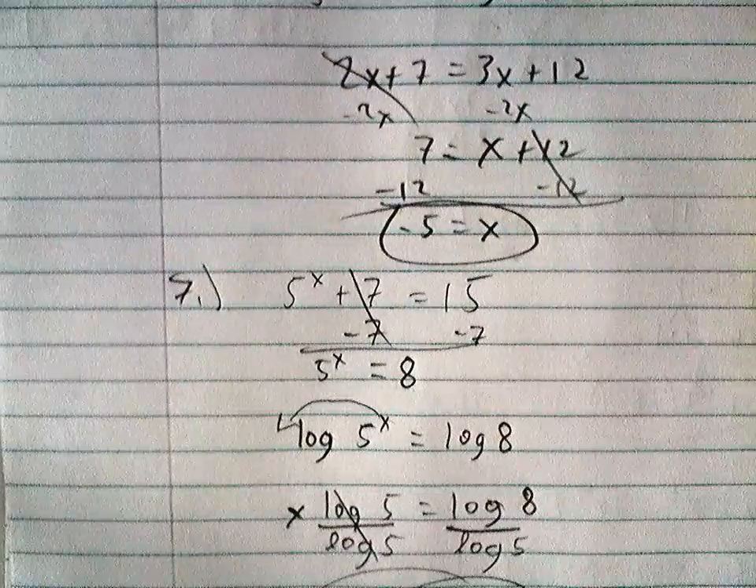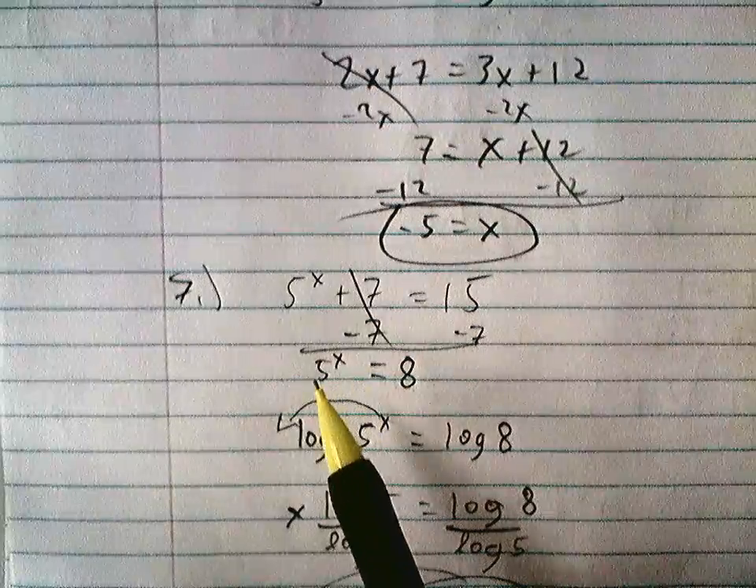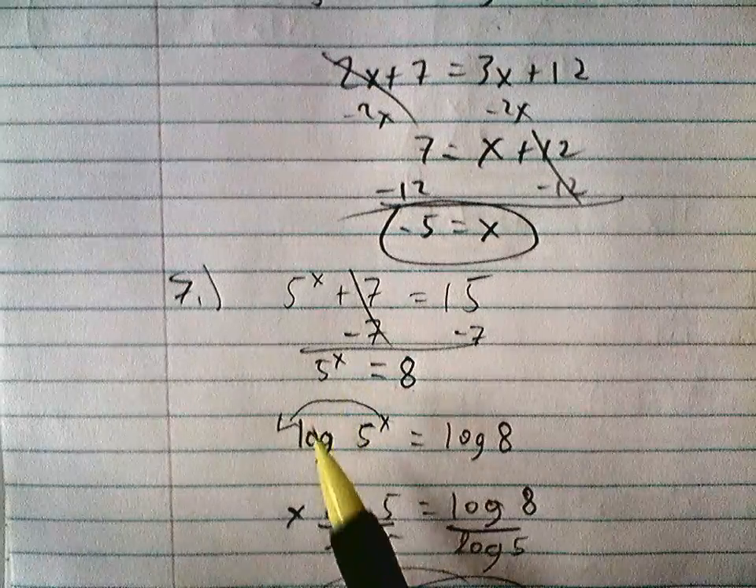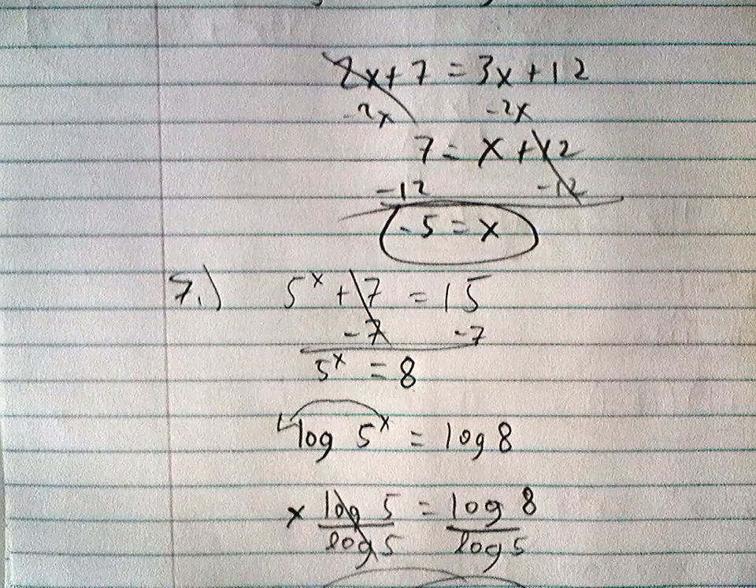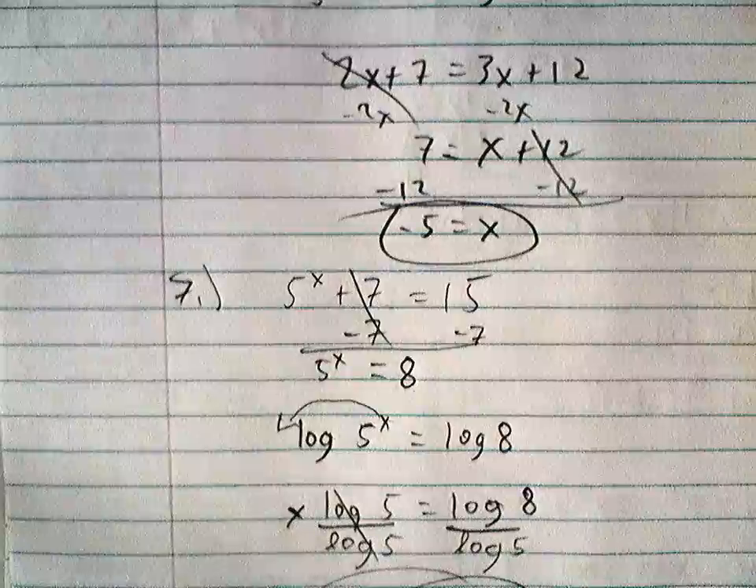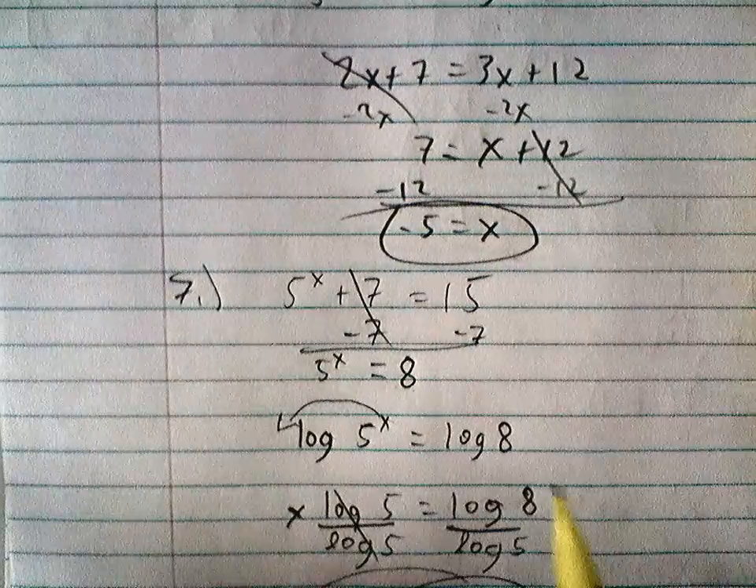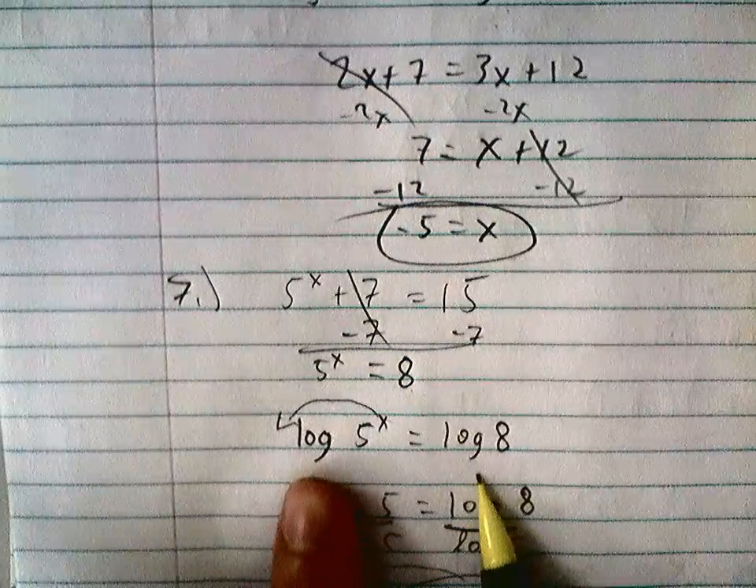Now number 7, after we subtract 7 from both sides, we may think that it's possible to write both sides as powers of the same number, but you simply cannot. 5 and 8 don't share any bases, so we have to try something else. And what we have to do is take the log of both sides.